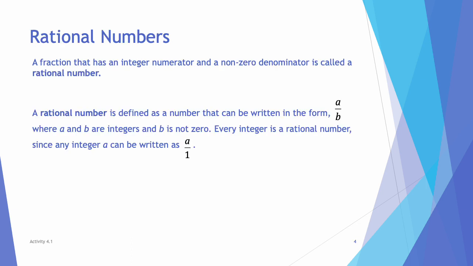A fraction that has an integer numerator and a non-zero denominator is called a rational number. A rational number is defined as a number that can be written in the form a/b, where a and b are integers and b is not 0. Every integer is a rational number since any integer a can be written in the form a/1.